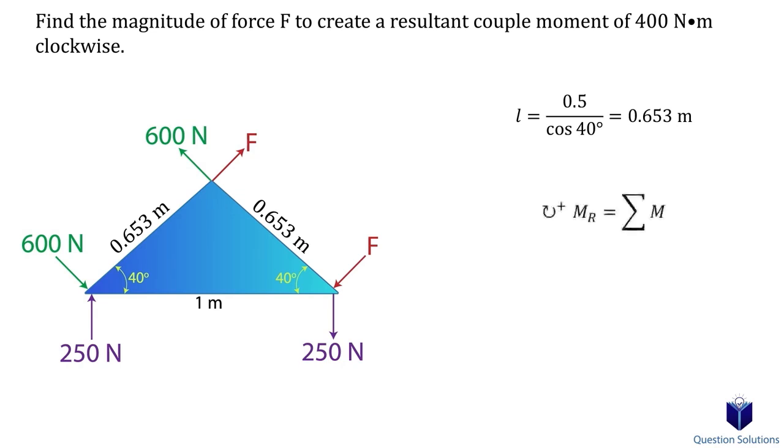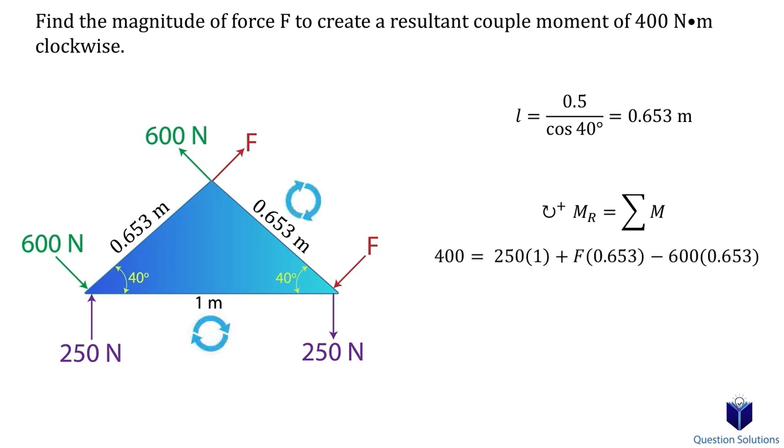So let's write our equation and we will assume clockwise to be positive. We see that both the 250 Newton force and the unknown force will create a clockwise rotation, while the 600 Newton force will create a counterclockwise rotation. The distance between the 250 Newton forces is 1 meter, and the distances between each of the other forces are 0.653 meters. Let's solve for F, and that's our answer.